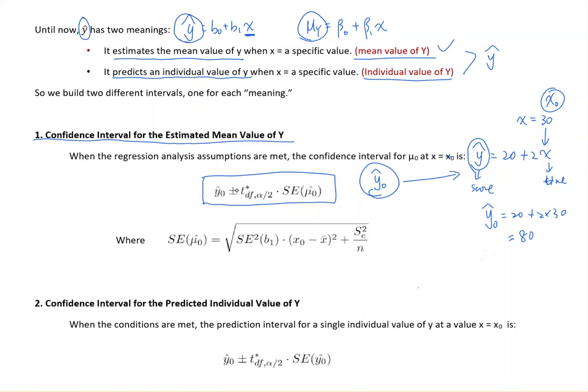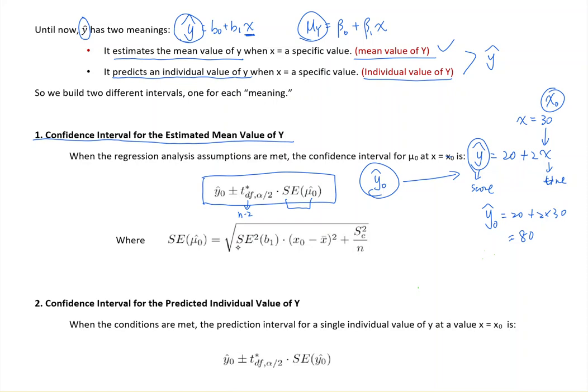And then we have the t star. The t star is the same. You go to the t table based on the degree of freedom, which for now is n minus 2, and alpha over 2. Based on these two pieces of information, you can find the t star from the t table. The last thing is the standard error of mu 0 hat, which equals the square root of standard error of b1 squared times x0 minus x bar squared, plus this other term.